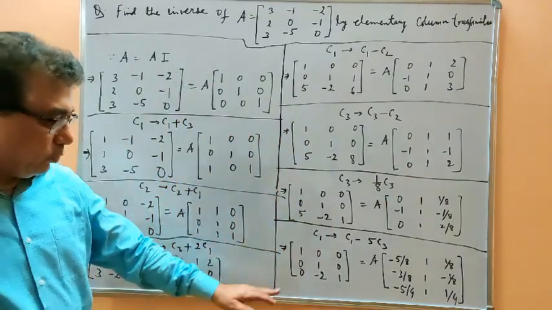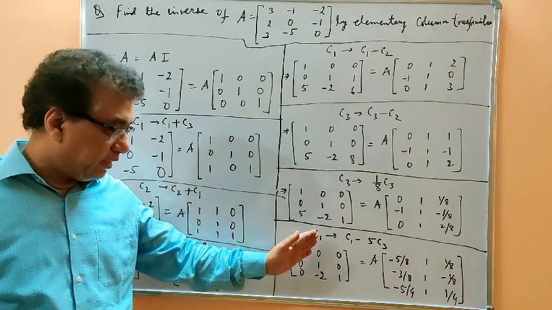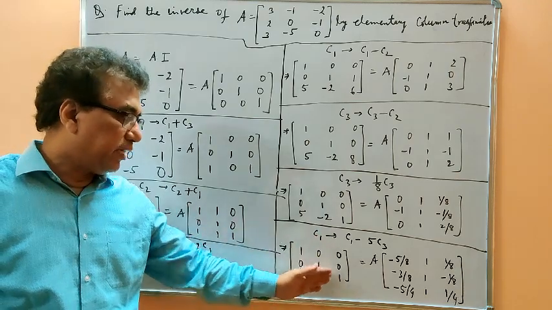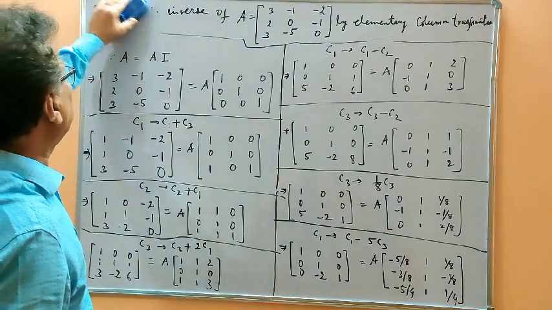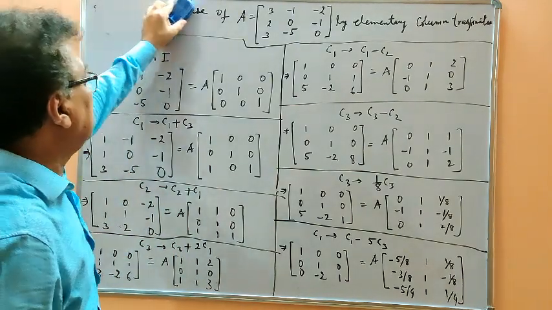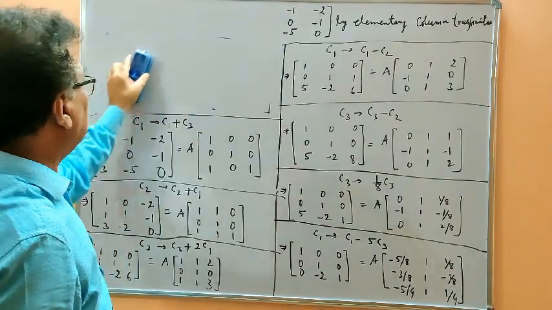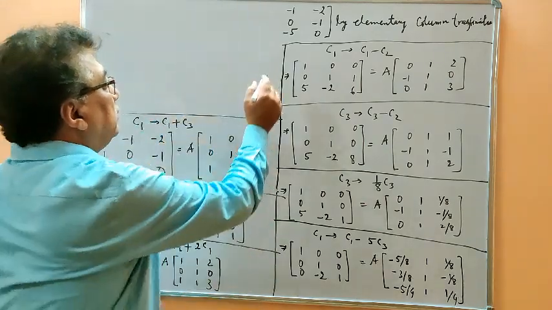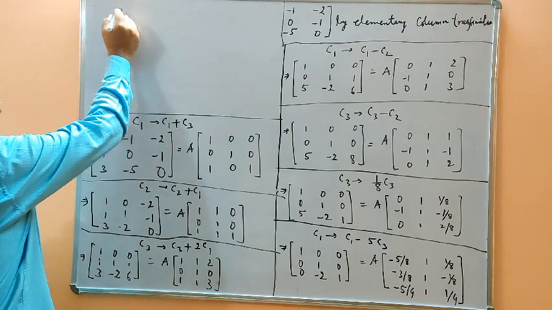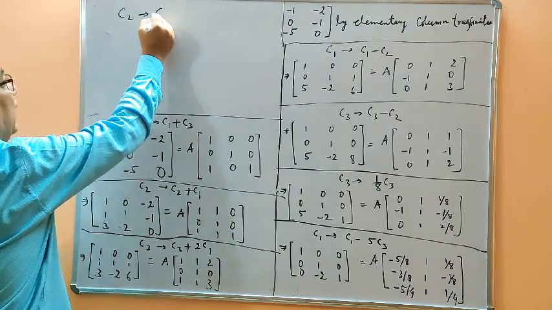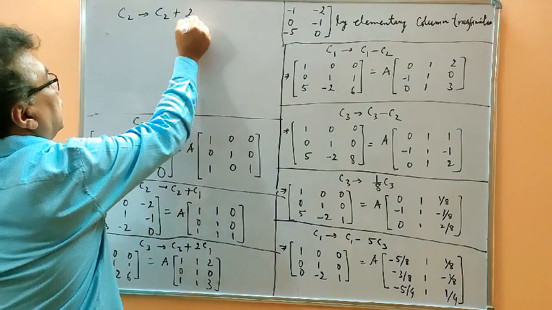Okay. Now to get 0 at this place, what will be the next operation? It will be in C2, and what is that? 2 times C1 should be added. So I am writing it here. Okay. The last operation is in column number 2, we have to add 2 times column 3.